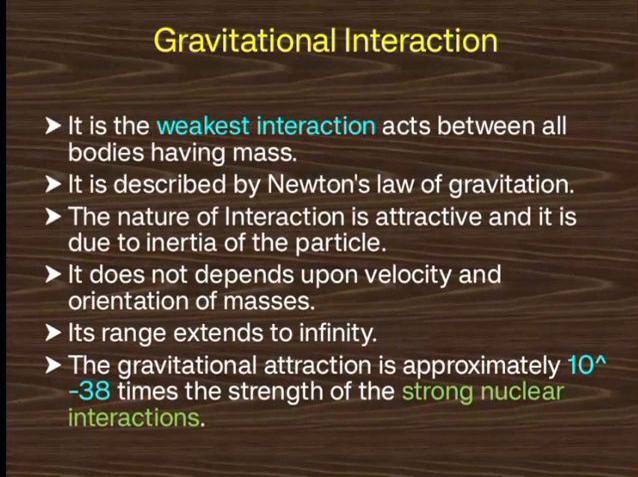First, we see gravitational interaction. Gravitation was the first interaction to be known and is usually discussed in terms of force between macroscopic objects. It is the weakest interaction, acting between all bodies having mass. It is described by Newton's law of gravitation. The nature of the interaction is attractive and it is due to the inertia of the particle. It does not depend upon the velocity and orientation of the mass. The gravitational interaction has a range extending to infinity and its strength is approximately 10^-38 times the strength of the strong nuclear interaction.